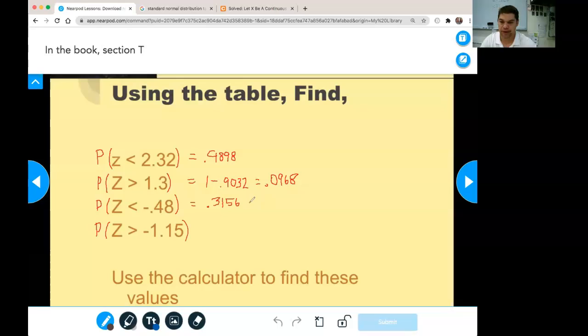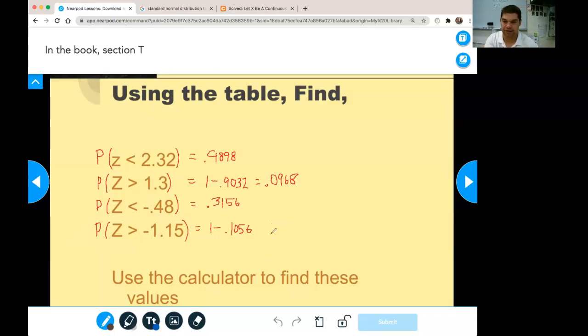All right, so notice the greater thans, those are 1 minus. So you look up the value and you do 1 minus that. Negative 1.15 is 0.1056. All right, cool.